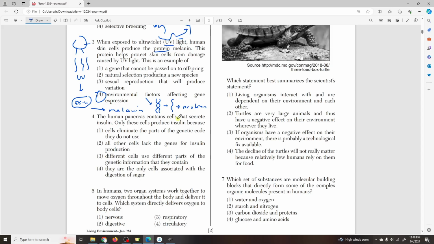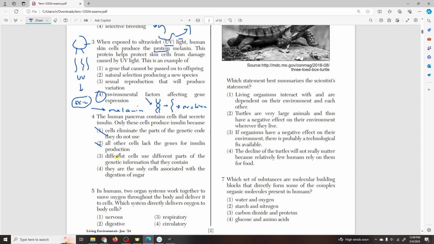Well, number 1, cells eliminate the parts of genetic code that they do not use. This is false, right? All of your cells, except for your sex cells, have the same 46 chromosomes in them, right? Nothing is deleted. Number 2 says all other cells lack the genes for insulin production. This is also false because otherwise number 1 would be true.